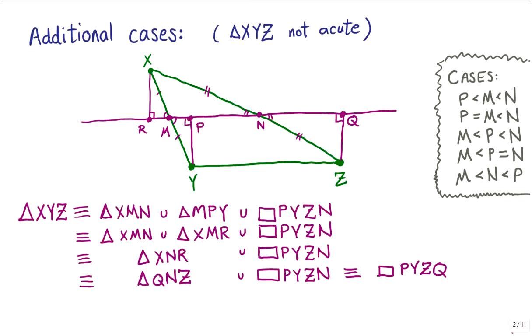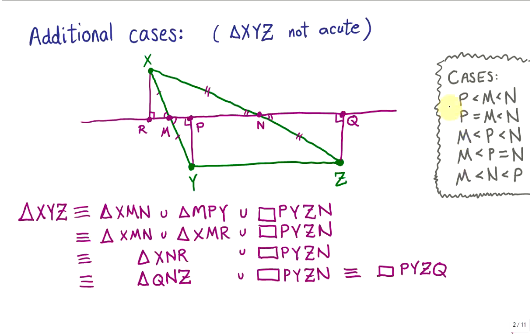Previously, when we looked at an acute triangle, P appeared to the left of M, which in turn was to the left of N. It's also possible that P could be incident with M, P could be between M and N, P could be incident with N, or M could be to the left of N and N to the left of P. We already considered the case in which the triangle is acute. That's this first case listed here. We'll briefly consider the third and fifth case as well.